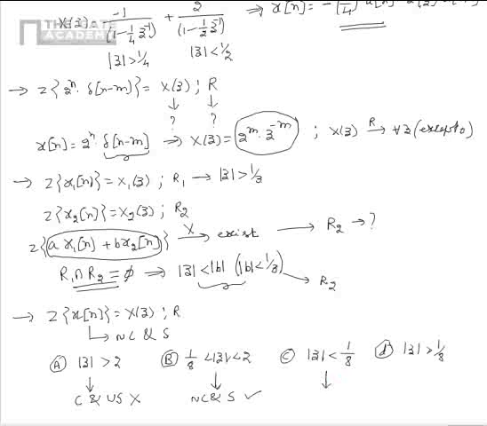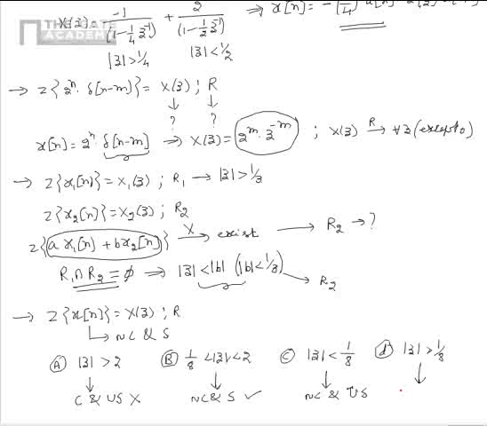As per option C, ROC is mod z less than 1 by 8. As ROC is inside a circle, we see that the system is anti-causal and hence non-causal. Also, as ROC doesn't include the unit circle, the system is unstable. As per option D, we see that ROC is mod z greater than 1 by 8.